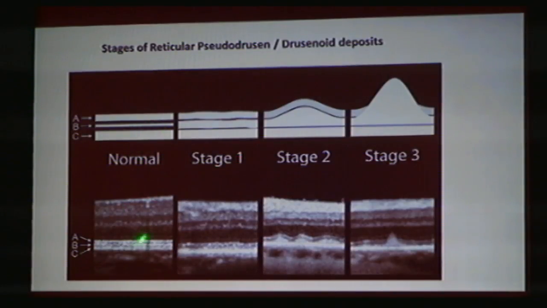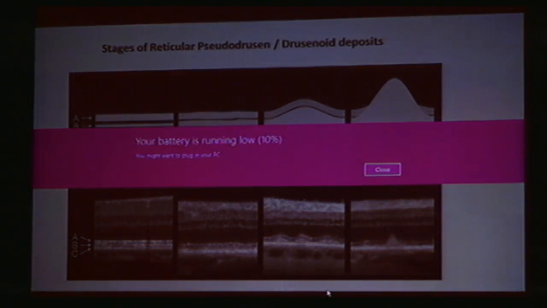These 3 white lines are the ones we see normally in the OCT. The outer, what is this? I think the battery is low.